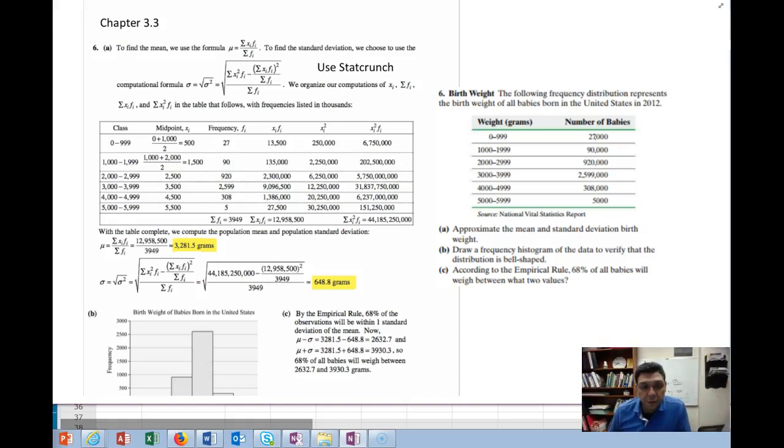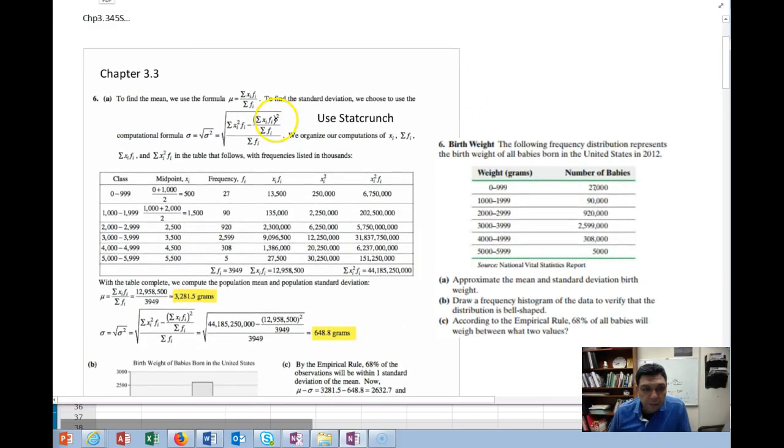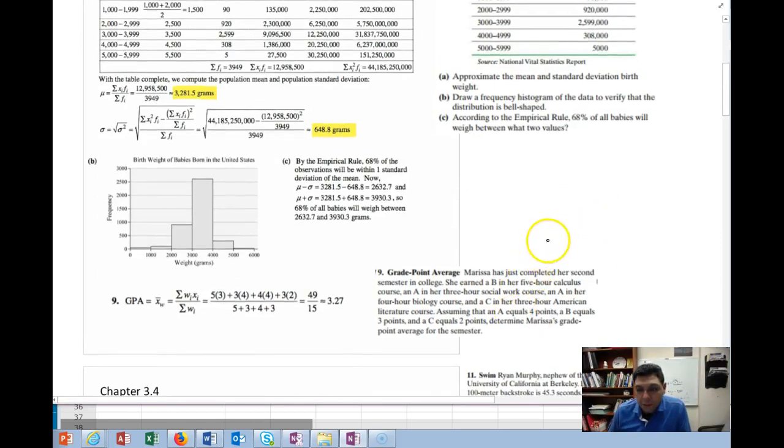This is for Chapter 3.3 written textbook homework. Here are the two problems assigned for 3.3. It was problem 6 and problem number 9.